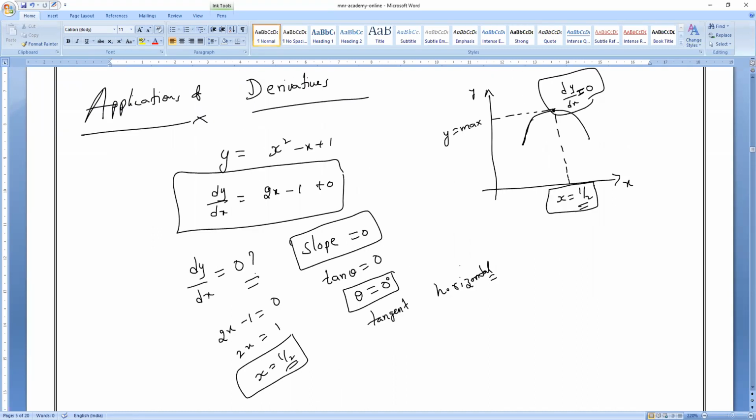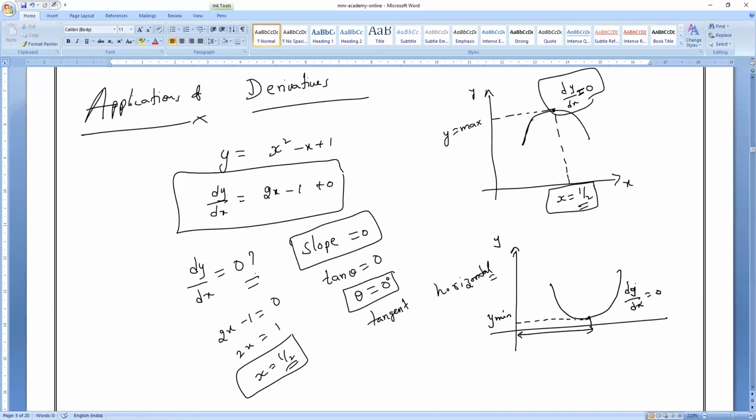Next, same graph, increasing. Let me draw. Now, observe very carefully. This is y minimum. So y minimum means what will come? The graph is opposite to the first graph. So y minimum means what point will come? This is the point. Yes or no? Please respond, all of you. Understood? Yes, sir. So dy by dx is equal to 0.